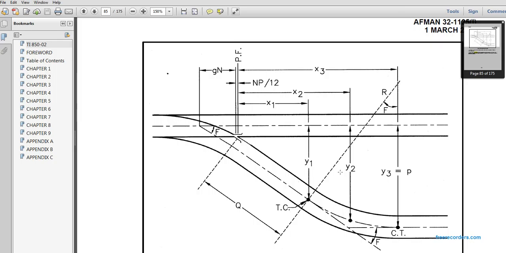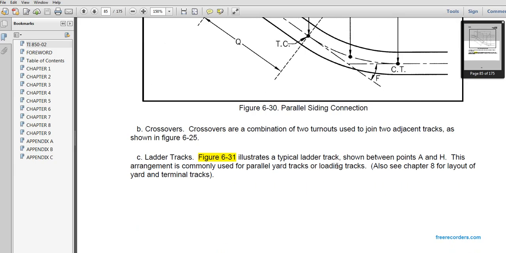parallel with radius R. Crossovers are a combination of two turnouts used in two adjacent tracks, as shown in Figure 6-25. Ladder tracks: the typical ladder is shown in points A through H, an arrangement commonly used in parallel tracks and loading tracks. Also see chapter 8 on layout of yard and terminal tracks.